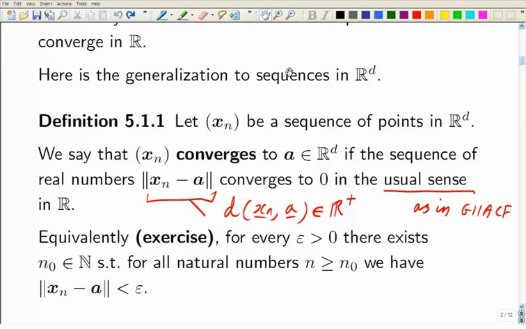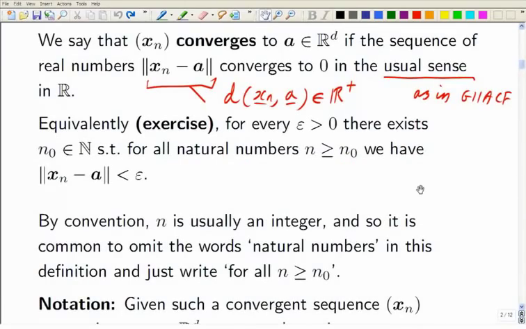So the sequence xn converges to A if and only if the sequence of distances, distance from xn to A, gives you a sequence in R plus which tends to zero in the usual sense as in last year. And we had another definition in terms of epsilon n, which is quite useful. And we'll have another definition in a minute.